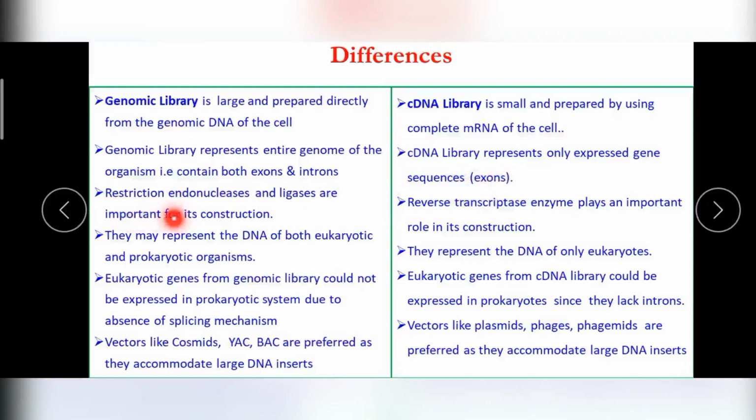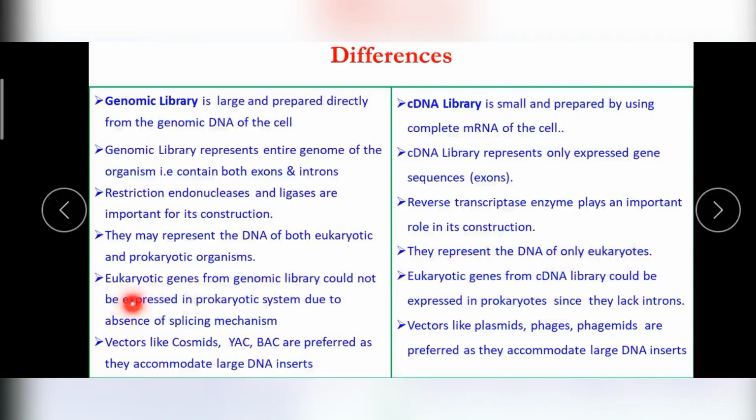The restriction endonucleases and ligases are the most important enzymes which are required for this construction, whereas the important enzyme for the cDNA library is reverse transcriptase. And the genomic library represents the DNA of both eukaryotic as well as prokaryotic organisms, but the cDNA library represents only the DNA of eukaryotes.